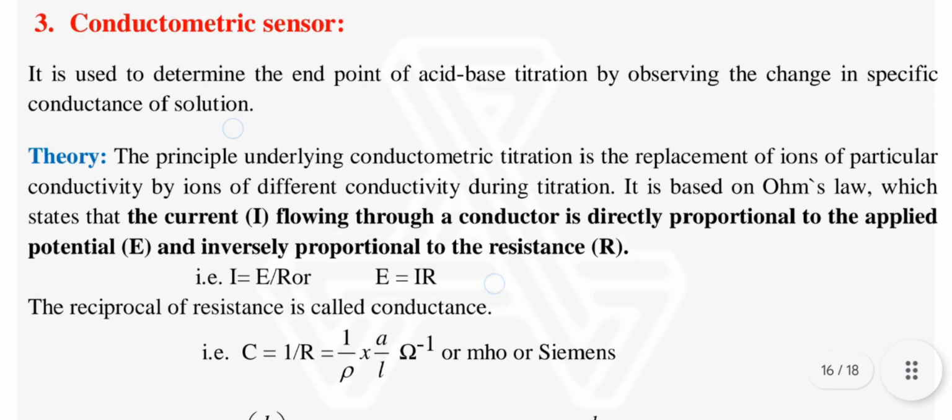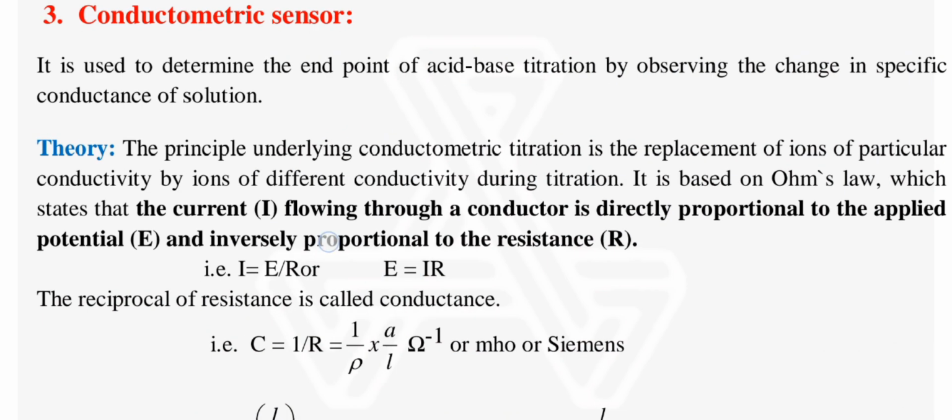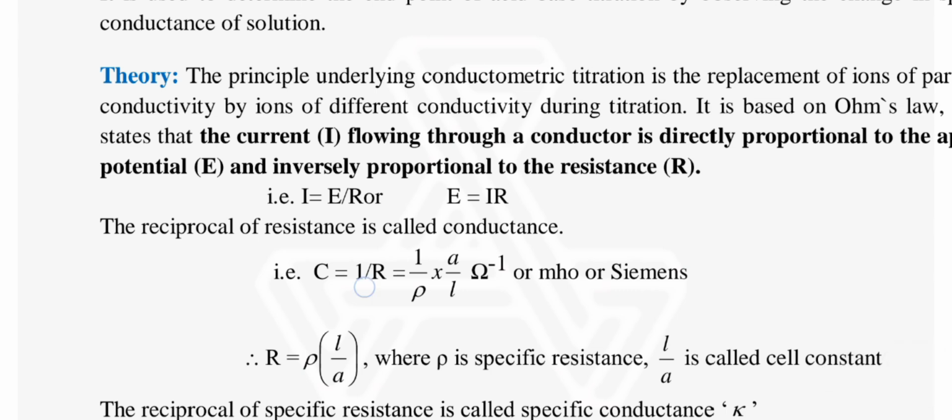Conductometric sensor. It is used to determine the endpoint of acid-base titration by observing the change in specific conductance of the solution. The principle underlying conductometric titration is the replacement of ions of particular conductivity by ions of different conductivity during titration. It is based on Ohm's law. It states that the current I flowing through a conductor is directly proportional to the applied potential and inversely proportional to the resistance. I is equal to E by R. E is equal to IR.